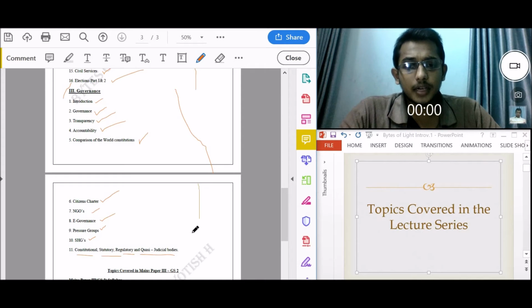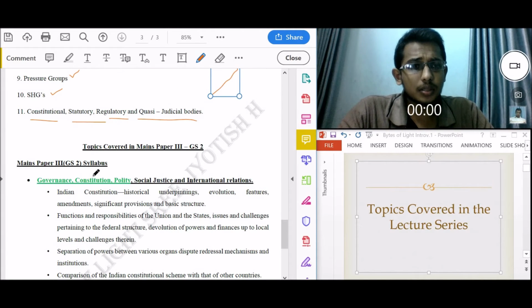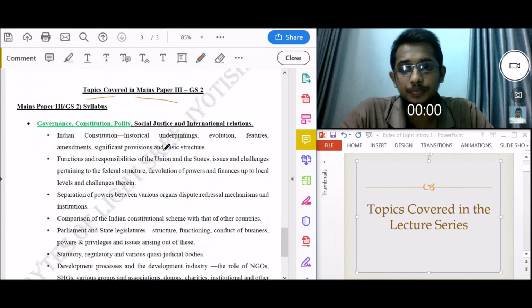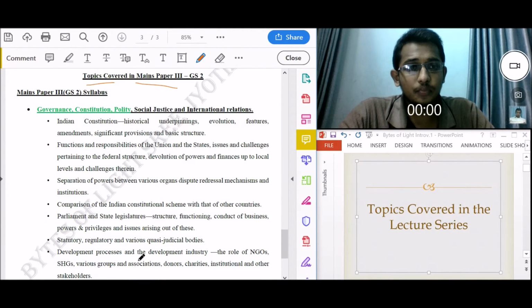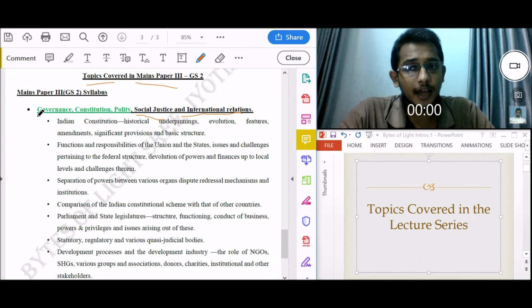And now when we compare it with the main syllabus for the third paper, that is GS2, we'll see what are all the topics that we have covered here in our lecture series and which are similar in the mains paper 2. Topics covered in mains paper 2. This is the syllabus of mains paper 2, and I have avoided the syllabus from social justice and international relations, which will be in another lecture series. So I have only highlighted the governance, constitution, and polity part.